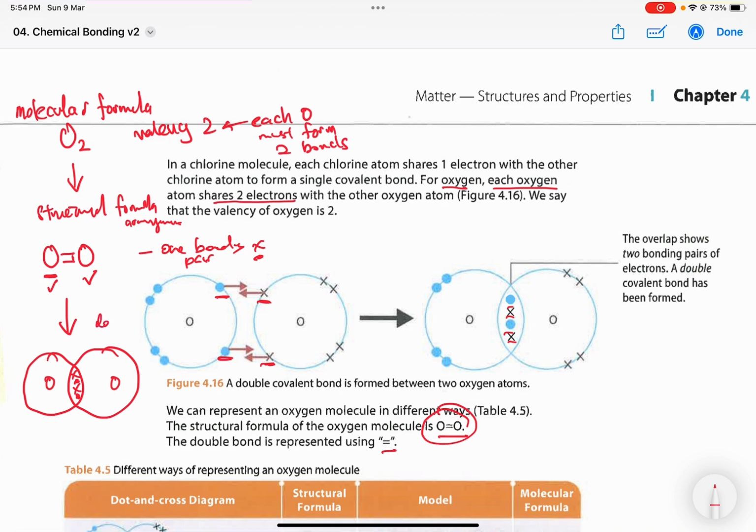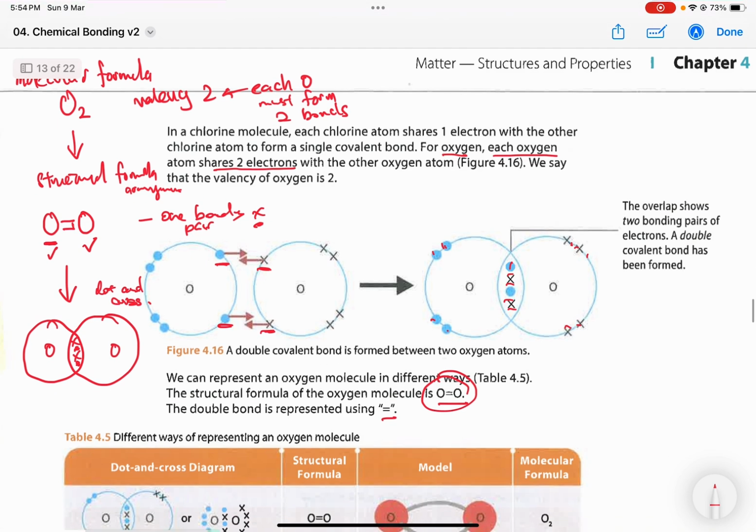Okay, then the question is, am I done? How come there are all these electrons over here? For these electrons, how to go about managing them is to compare the valence electrons and the valency.